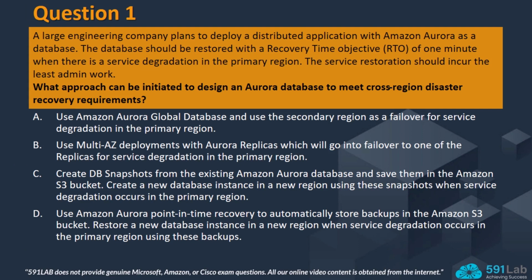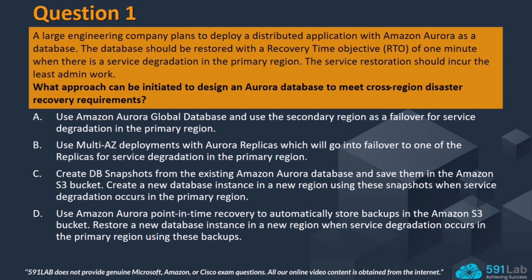Option D. Use Amazon Aurora point-in-time recovery to automatically store backups in an Amazon S3 bucket. Restore a new database instance in a new region when service degradation occurs in the primary region using these backups. While Aurora supports point-in-time recovery, it is not designed for automatic failover to a secondary region in the event of service degradation in the primary region. So this one is also incorrect.